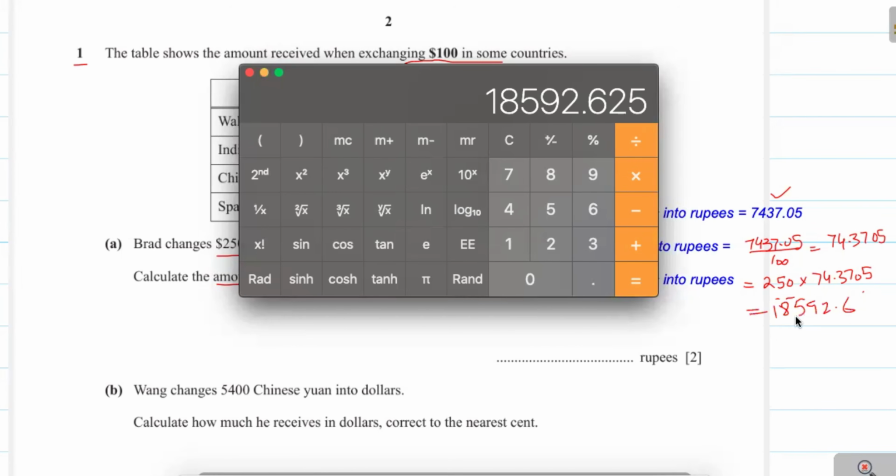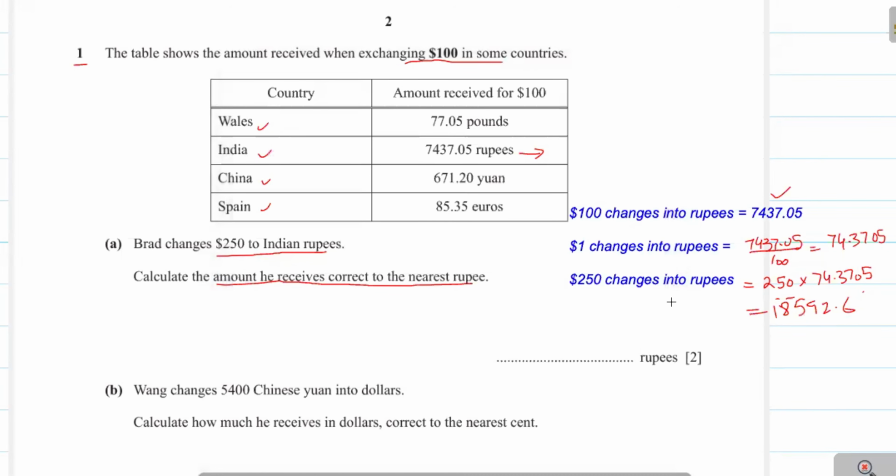We multiply it, we get 18592.6. Now we have to find the nearest rupee. The nearest rupee here is 18592, and the neighboring digit is more than 5. We can write 18,593 rupees is the answer.